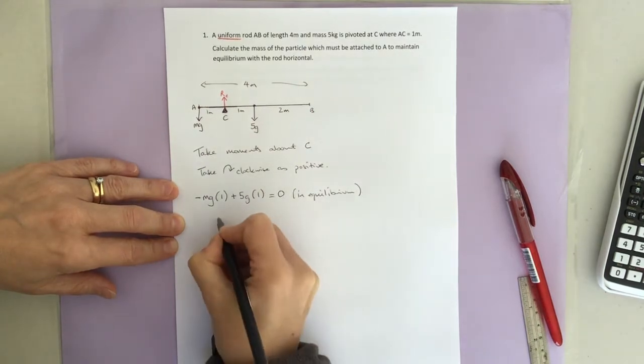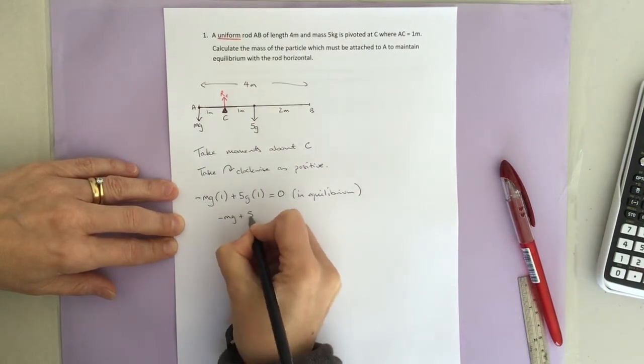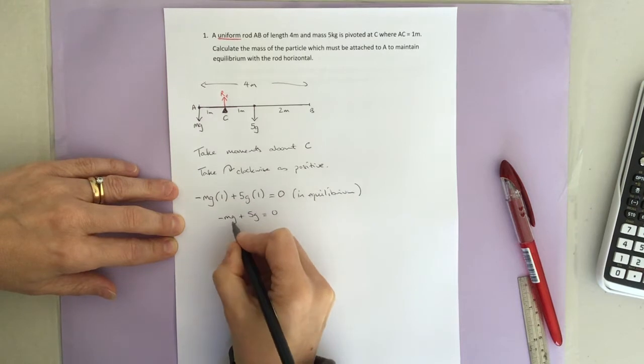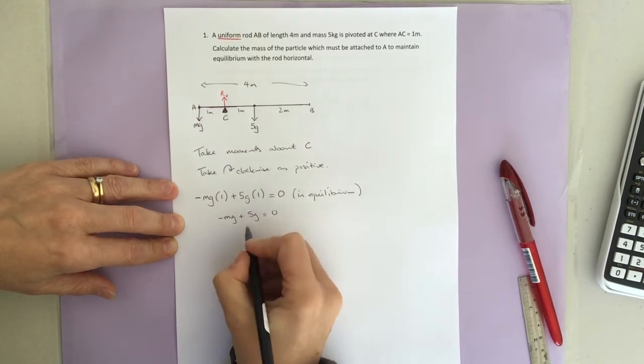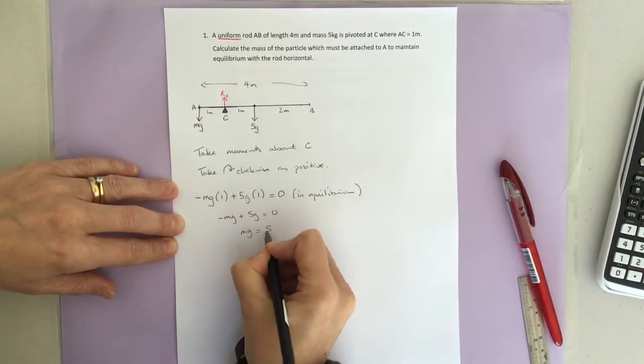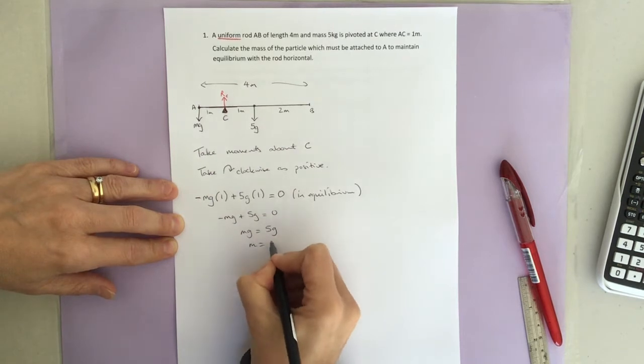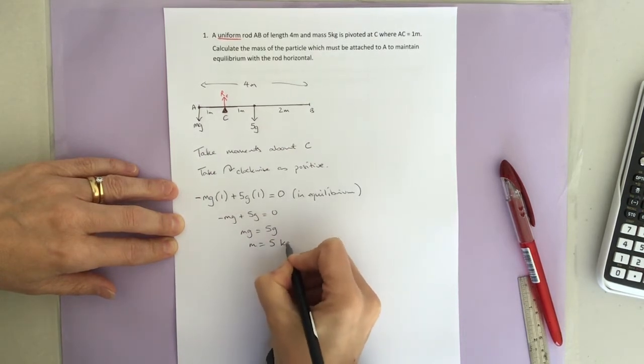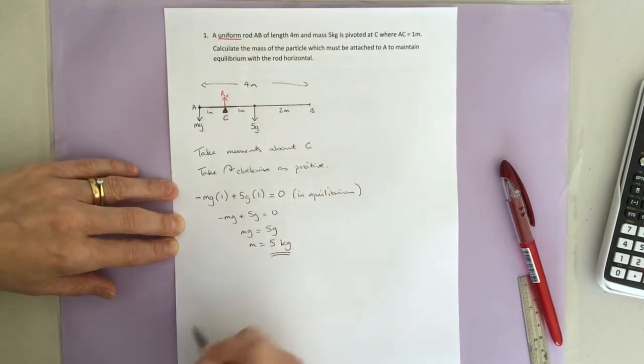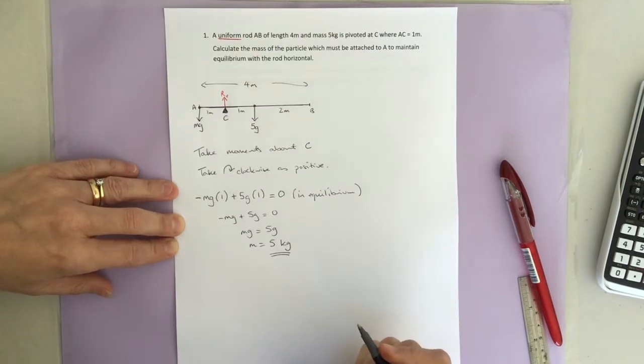Okay, so let's just carry on with this. So minus mg plus 5g is equal to 0. So if I take these over, I can divide by g. So m is going to be equal to 5, and it's kilograms because it's mass. And that's that question done. It's just a fairly basic, straightforward example to illustrate these methods.